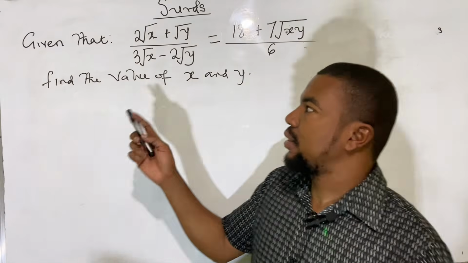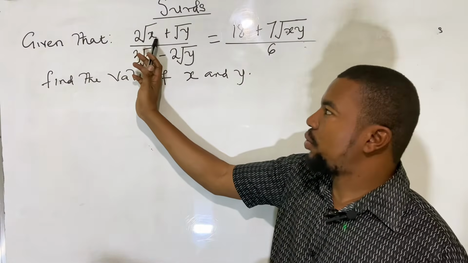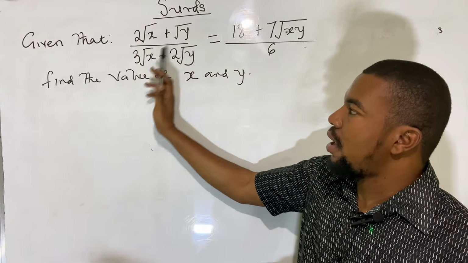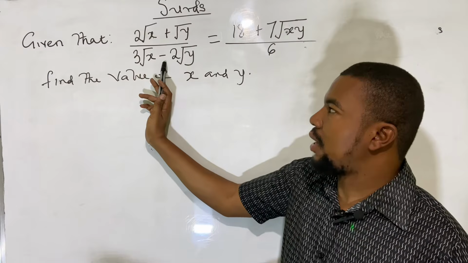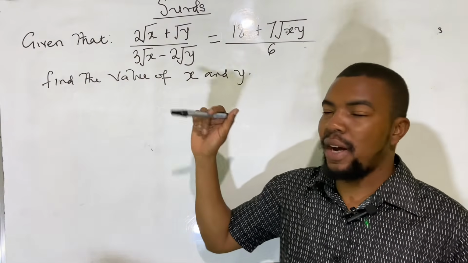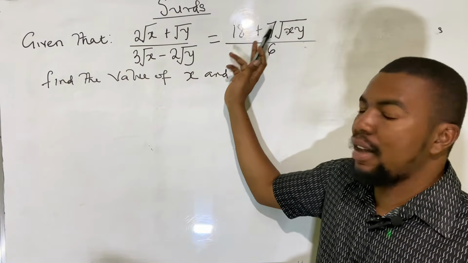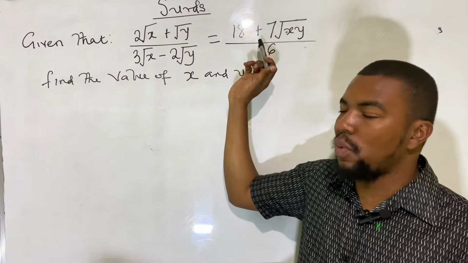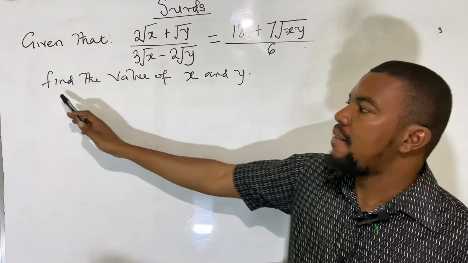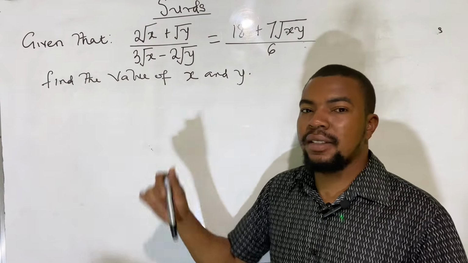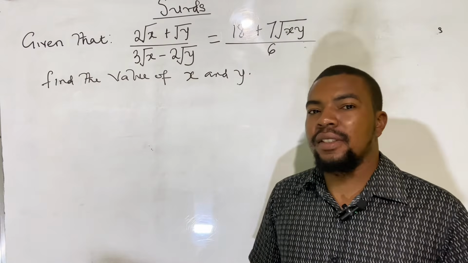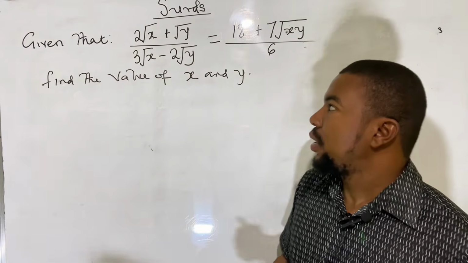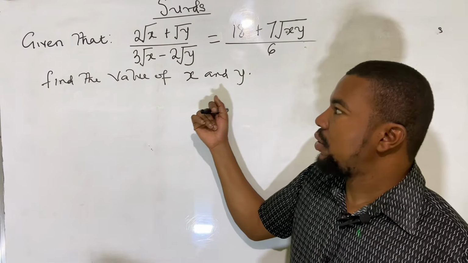The question reads: given that (2√x + √y) / (3√x − 2√y) equals (18 + 7√xy) / 6, find the value of x and y. The question is, how do we solve it? Well, it's really very simple and easy to solve.